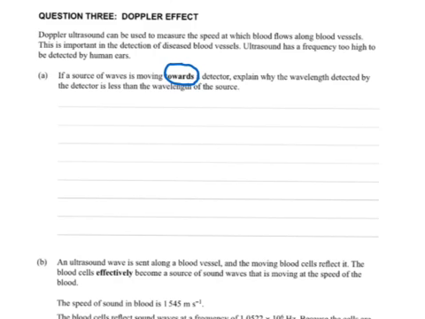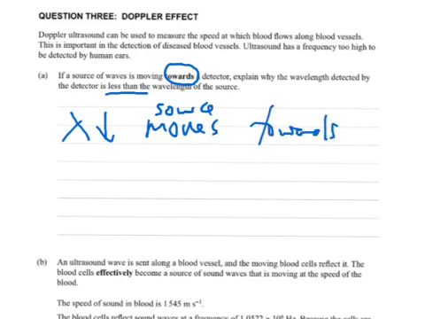Okay, so it doesn't matter about any of the context in this. All you're looking at is explaining how the Doppler effect works to produce a lower wavelength. So the wavelength is decreasing as the source moves towards the detector.